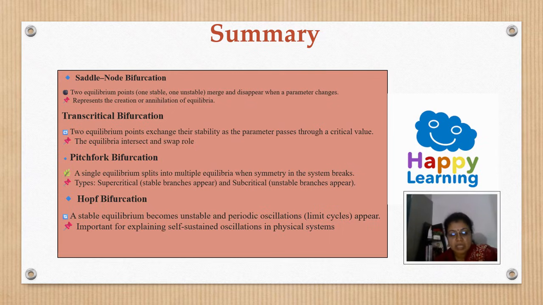Now there is yet another very interesting case of bifurcation, which we call Hopf bifurcation, where a stable equilibrium becomes unstable and periodic oscillations, limit cycles, appear. So it is important for explaining self-sustained oscillations in physical systems.